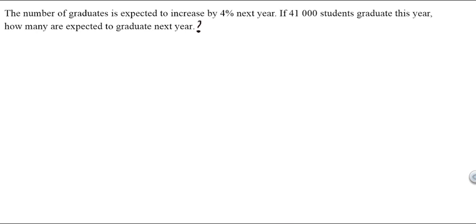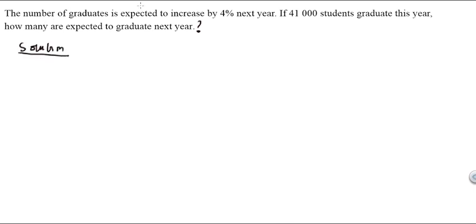For this example, we are told that the number of graduates is expected to increase by 4% next year. If 41,000 students graduate this year, how many students are expected to graduate next year? You can pause the video and try to solve this one yourself. So here I write solution, and then I write the important things I need to solve my question.